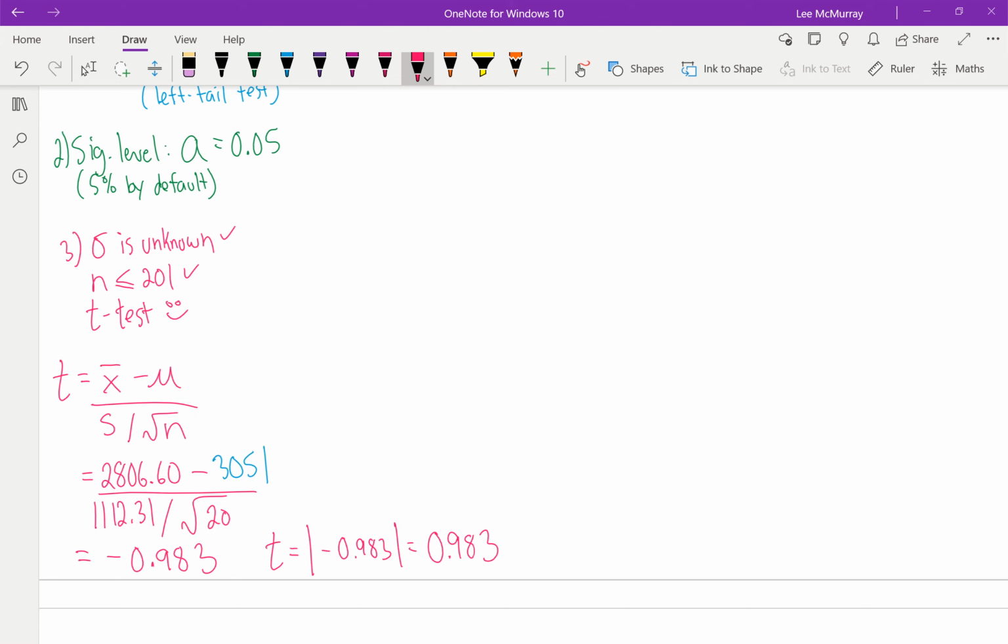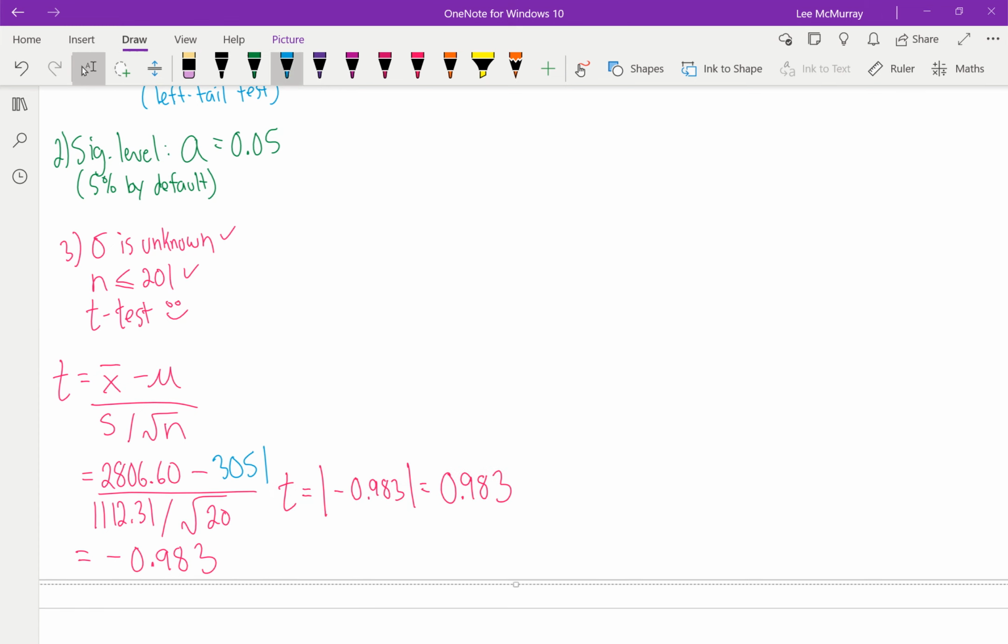So I'm going to make a note of that and say, let's just move this up a little bit. Because t must be positive. Okay, so we're always going to use the absolute value. So just highlight that and say, okay, there's our t statistic. Okay, so next what we need to do is figure out our p-value.